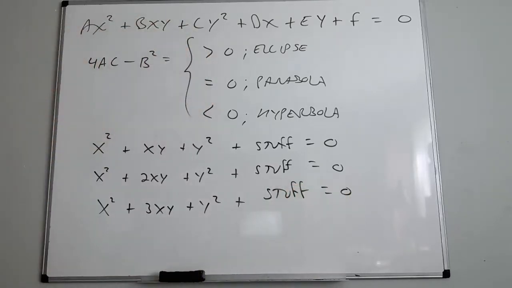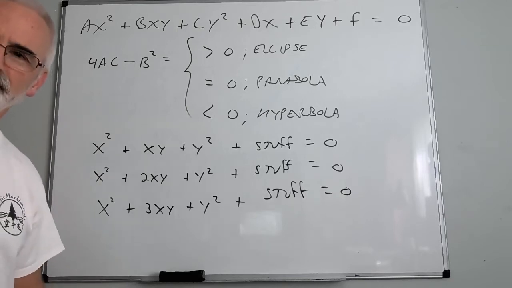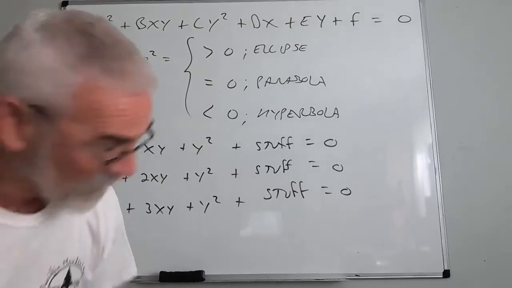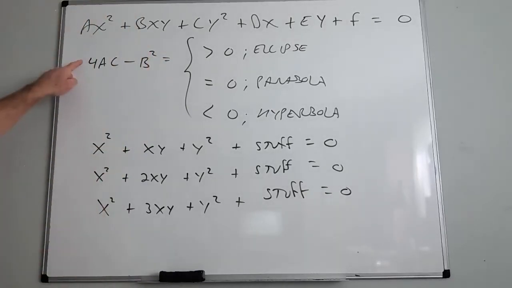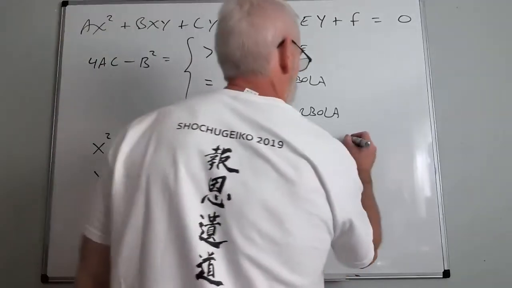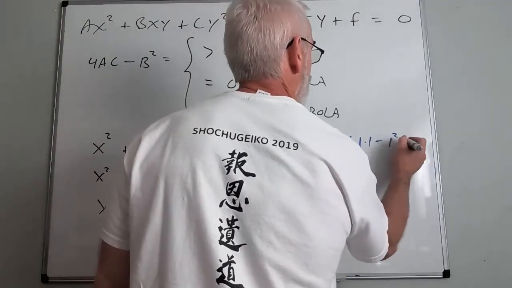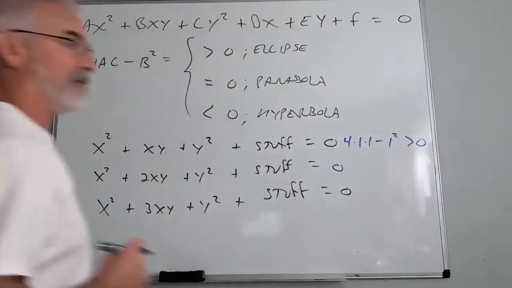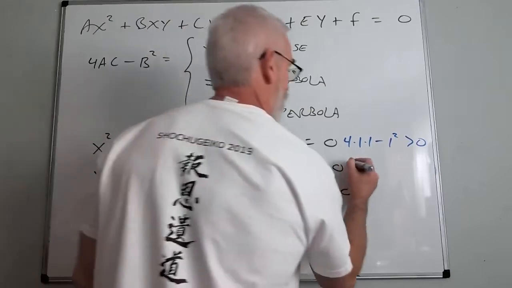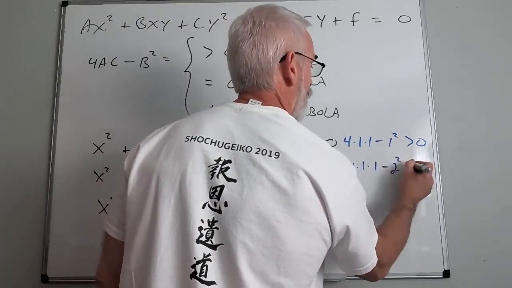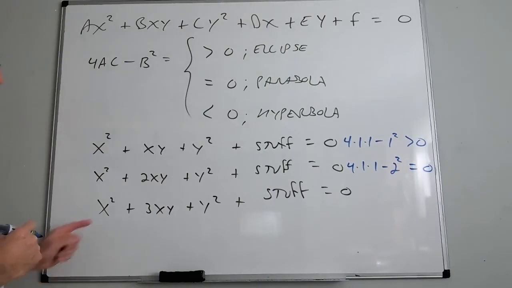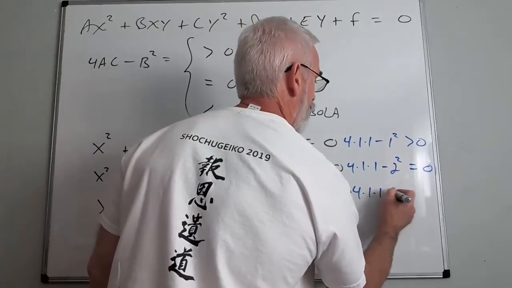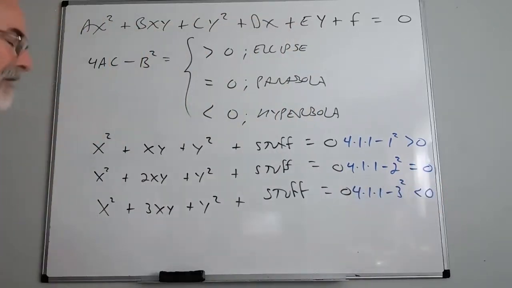All right. So I've got this situation here. It looks like I just wrote essentially the same equation 3 times, but it's not exactly the case, because in the first case, we calculate 4ac minus b squared. That would be 4 times 1 minus 1 squared. That's 3, but mainly that's positive. In the second case, I have 4 times 1 minus 2 squared. That's 0. In the third case, I have 4 times 1 minus 3 squared. This is an ellipse. This is a parabola. This is a hyperbola. Oh my goodness.